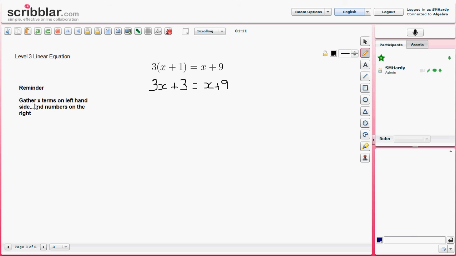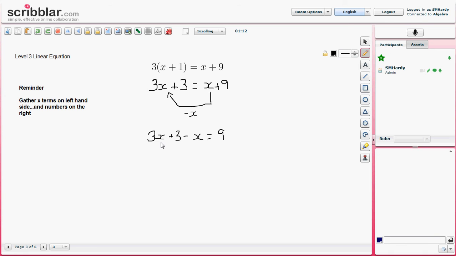Now, a little reminder to gather the x terms on the left hand side and the numbers on the right. I'm going to start with the x term. So we're going to take this x and move it across this way. This is a plus x, so the opposite is a minus x, which means this side of the equation will now read 3x plus 3 minus x equals, and all that's left on this side is just the 9.